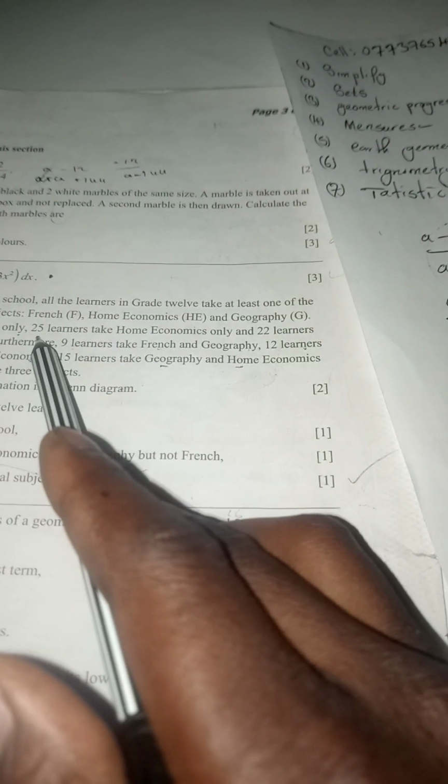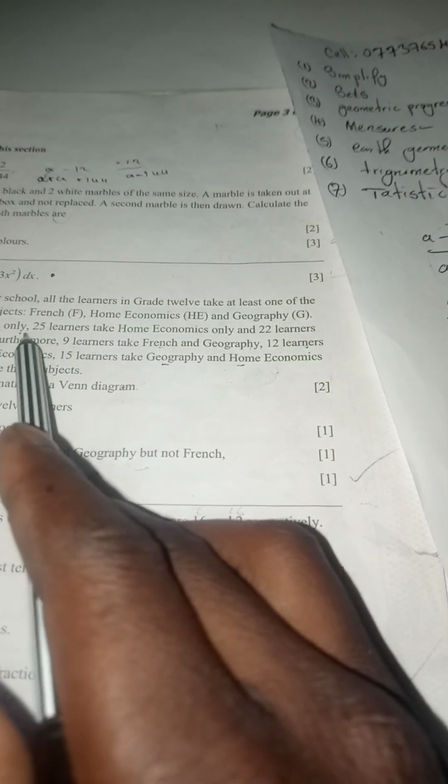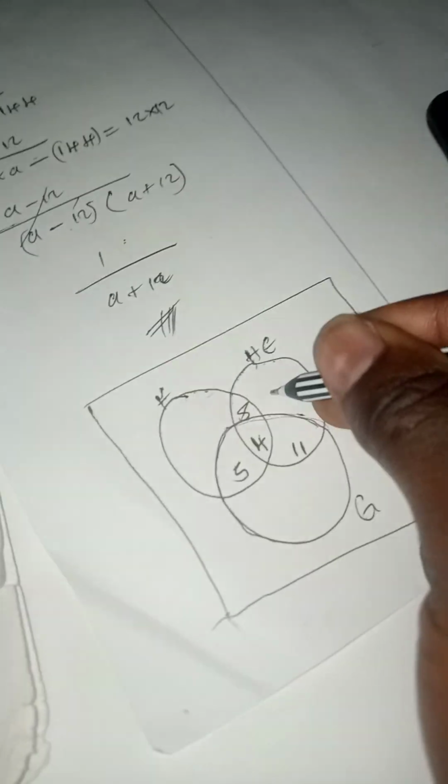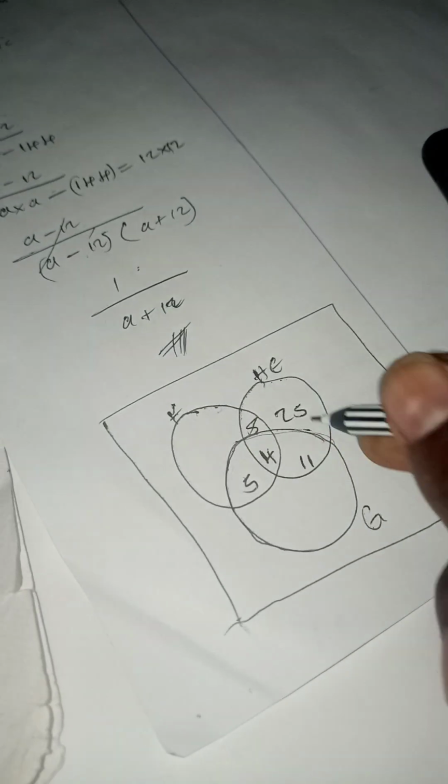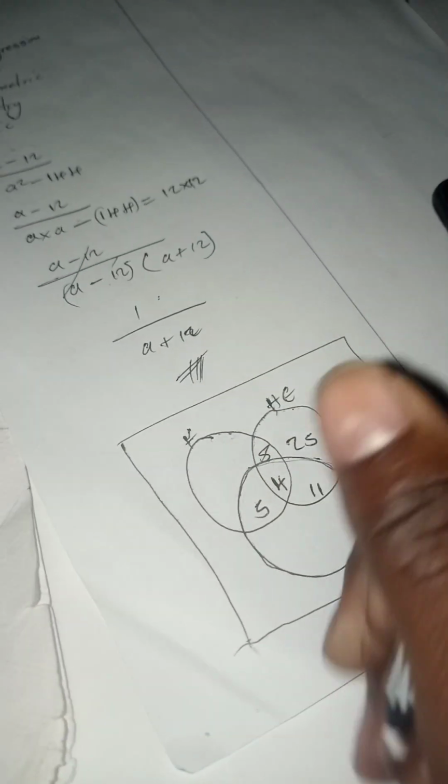So 25 learners take home economics only. So meaning we don't even have to subtract. These are the people that take home economics only. They don't take any subject but home economics. So now in this case we are going to impart 25. This they do home economics.